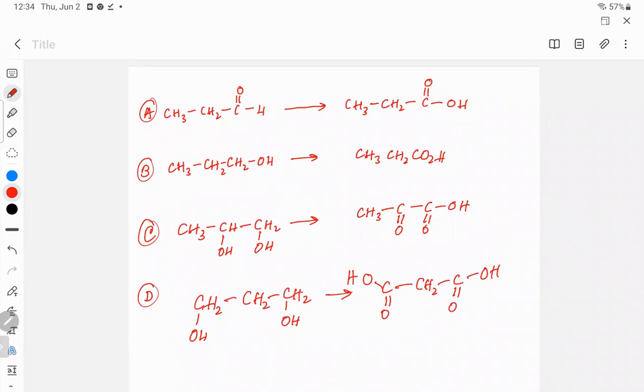Okay, now the information given at the top says that when an organic compound is oxidized, any oxygen atom gained by the organic molecule is considered to be from a water molecule also producing 2 H positive and 2 electrons.